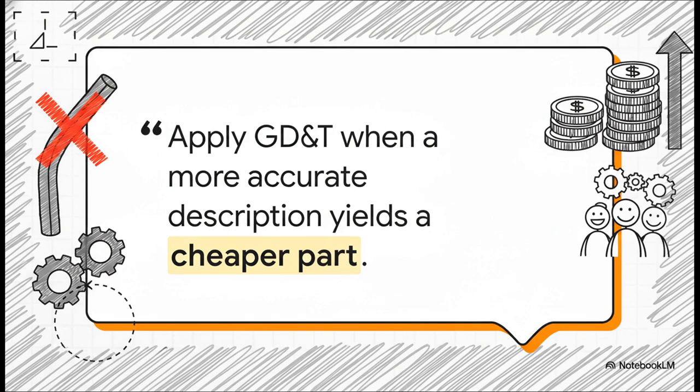I absolutely love this quote I found from a veteran engineer on an engineering forum. It says, "You should apply GD&T when you think a more accurate description of the problem will yield a cheaper part and a happier manufacturer." We don't use GD&T just to make our drawings look fancy or because we're working in aerospace and feel like we're obligated to. We use it specifically to maximize tolerance zones, prevent functional failures like those bent shafts, yield much cheaper parts, and foster a happier, vastly more efficient manufacturing team.